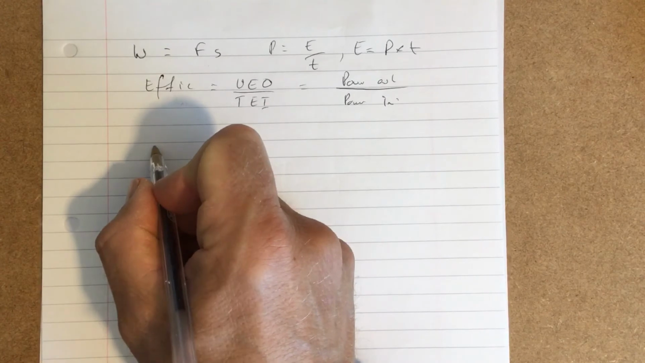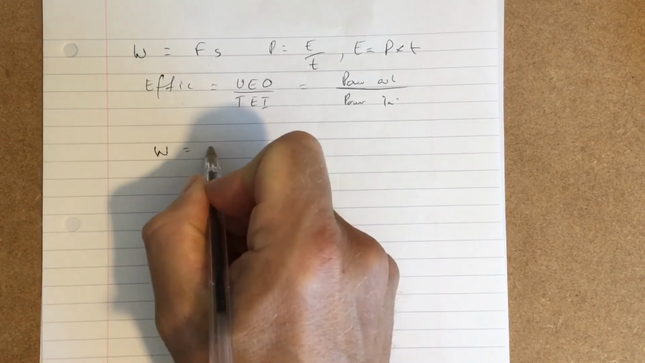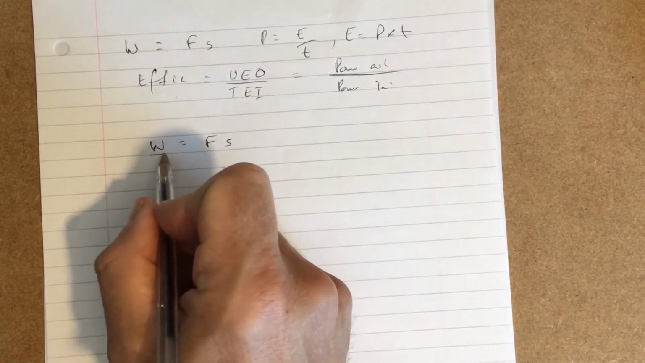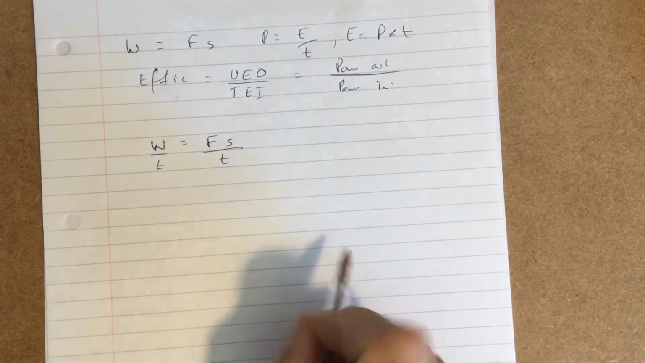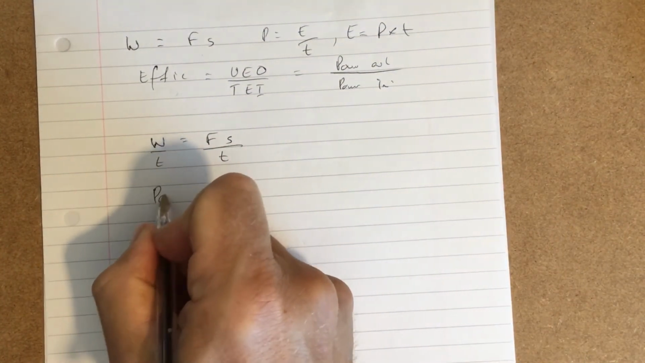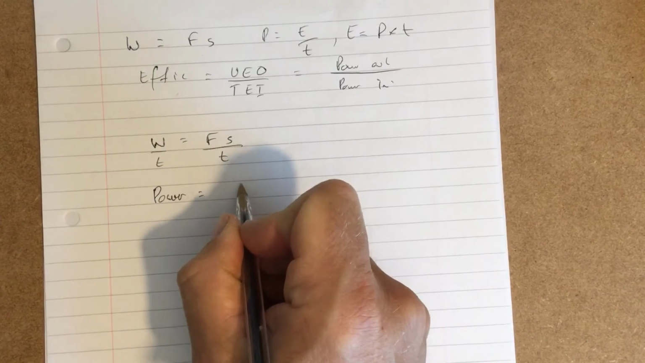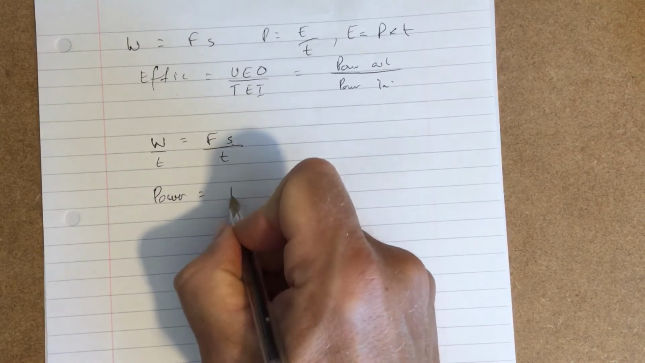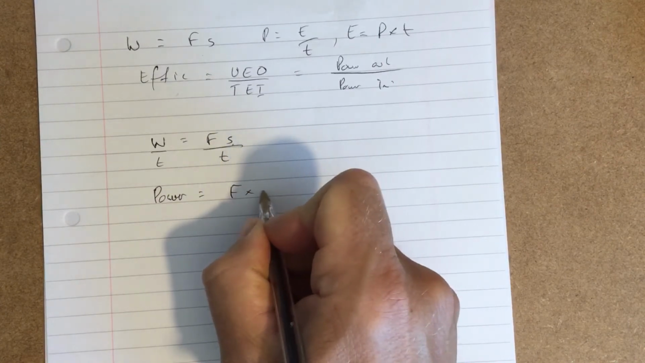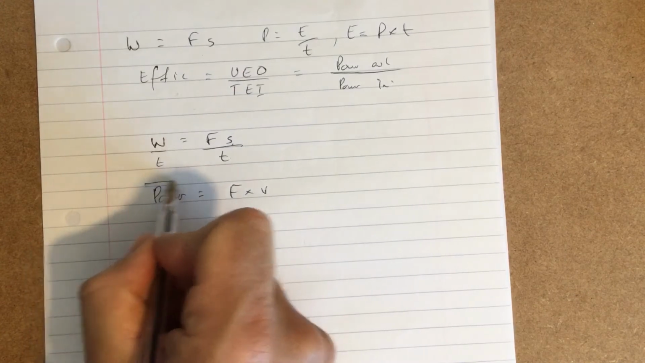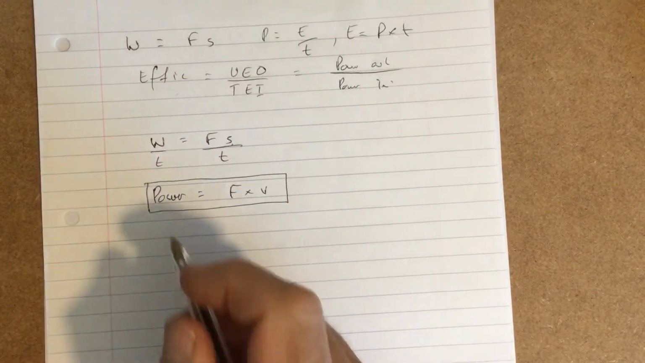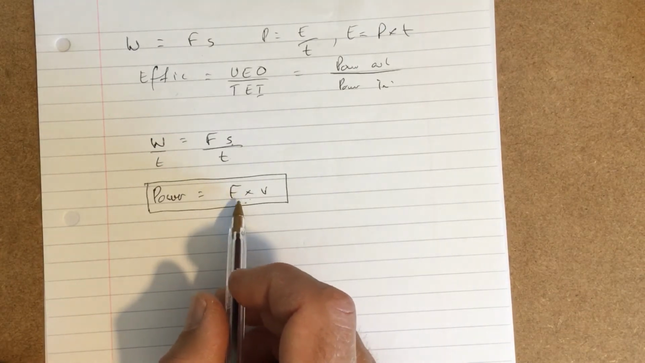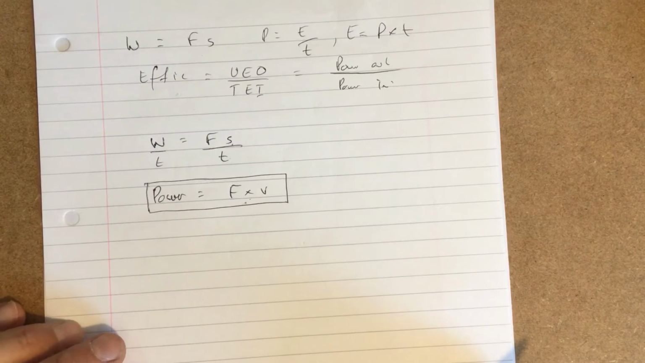if we say work equals force times distance, and we want to change that into power, we divide both sides by time. So in other words, power equals force times distance per second. Another way of putting that is force times velocity. Power equals force times velocity. That you need to remember. Force in newtons, velocity in meters per second will give you the power.